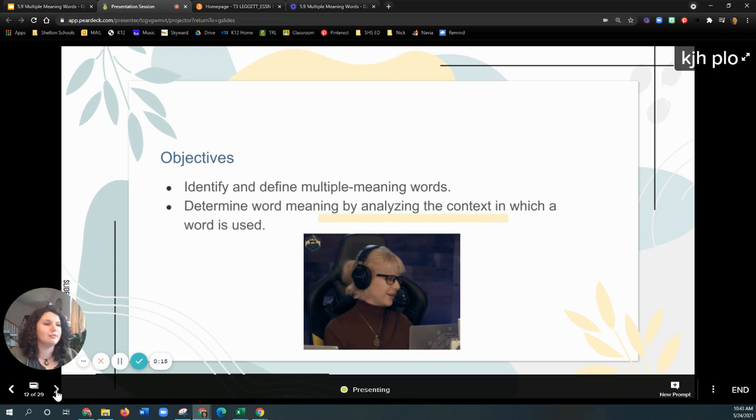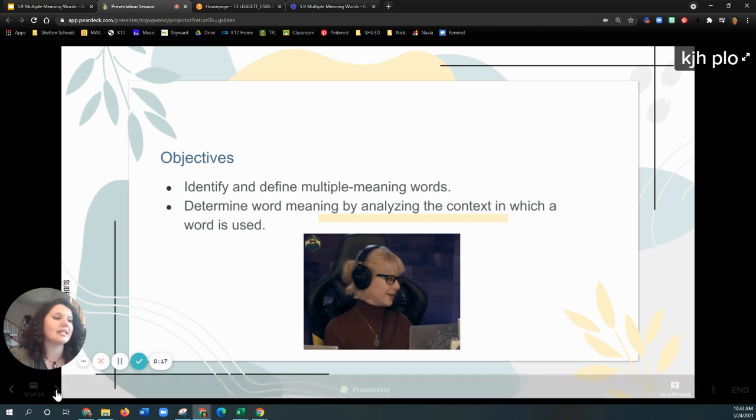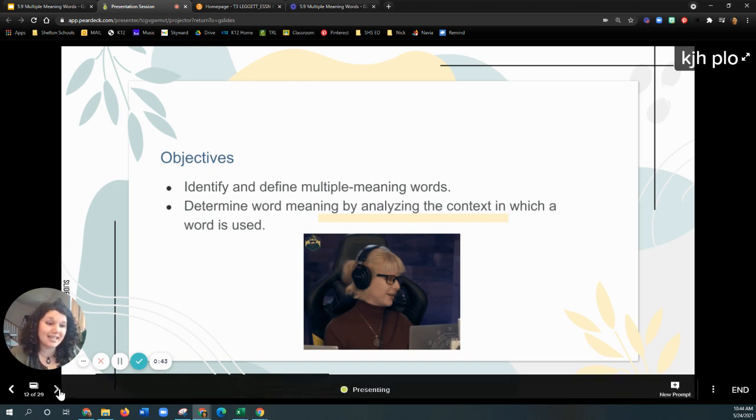So what are our objectives? That you can identify and define multiple meaning words, and that you can determine word meaning by analyzing the context in which a word is used. That is a fancy way of saying, when you read a word in a sentence, you should be able to know what meaning or what definition that word is having. And does it have a positive or negative impact on the sentence? Is it being taken literally?